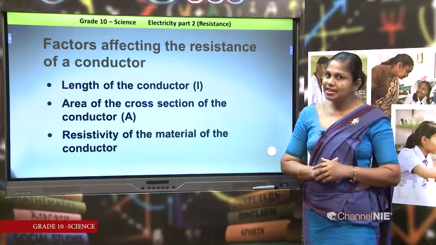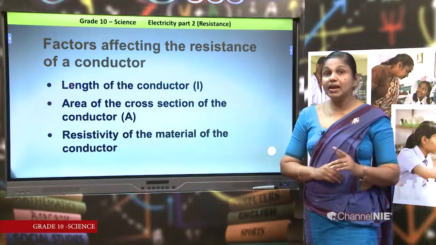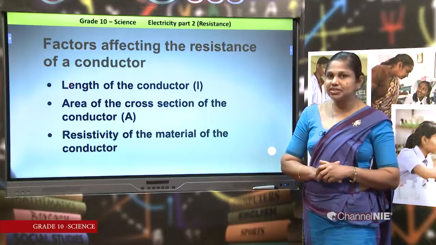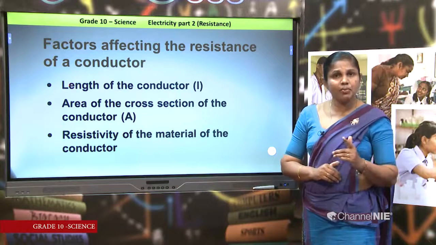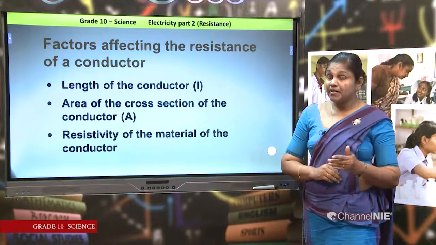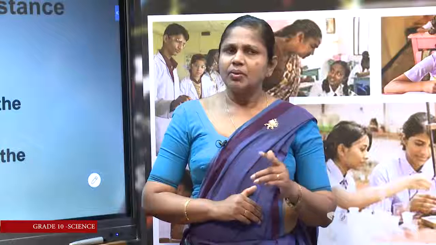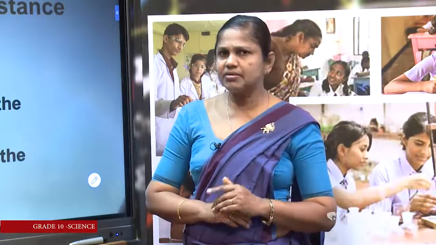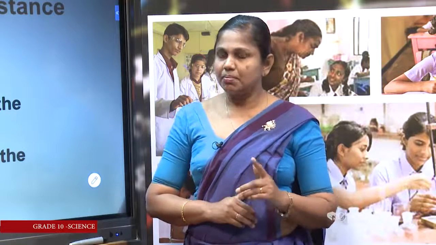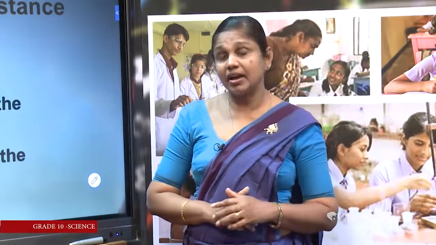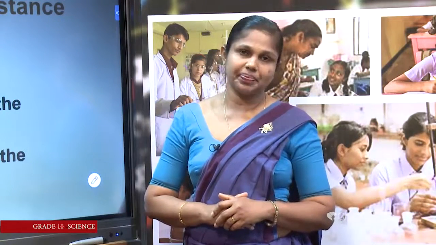If the conductor is made of nichrome, then it's a different material and it has a greater resistivity. Because of that, a nichrome wire can provide a high resistance to the circuit when it is connected. When we take copper, it has a low resistivity. Because of that, when copper wires are connected in circuits, they provide low resistance.